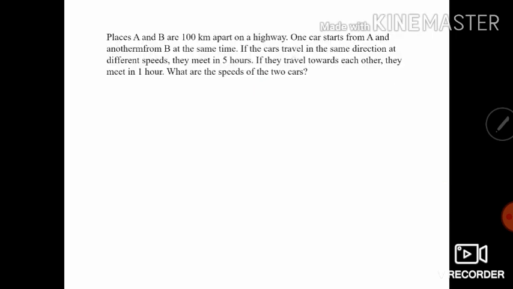Now we find the equation for the second part. If they travel towards each other, so this is AB, two cars start from A and B respectively, they are moving towards each other. So let's say they meet somewhere over here. So this is the point where they meet. The time taken by the first car to move from A to C is 1 hour. The time taken by the second car to move from B to C is also 1 hour.